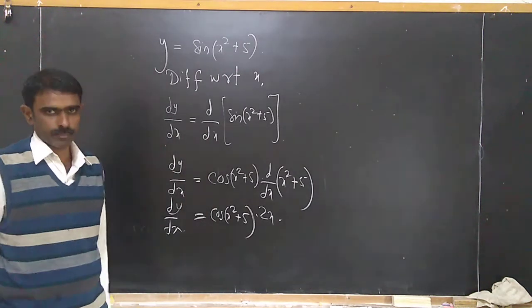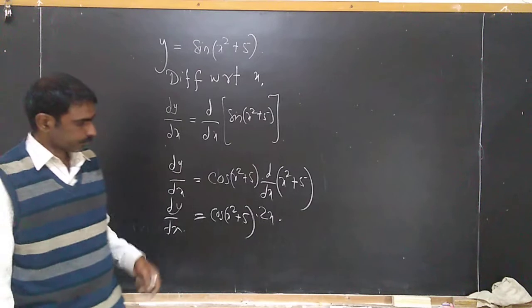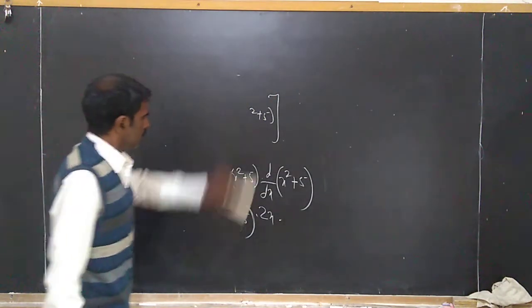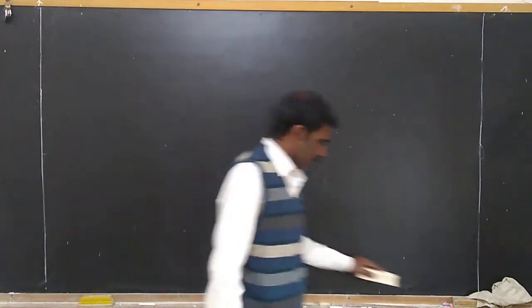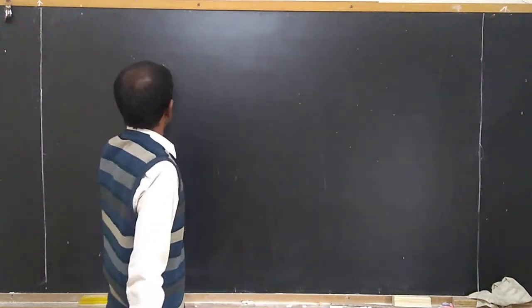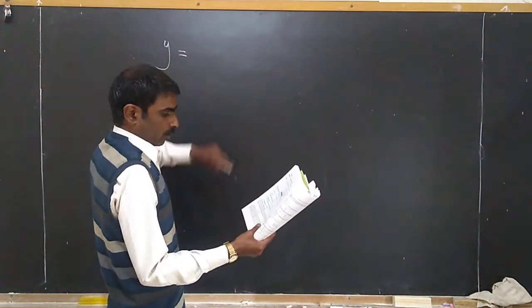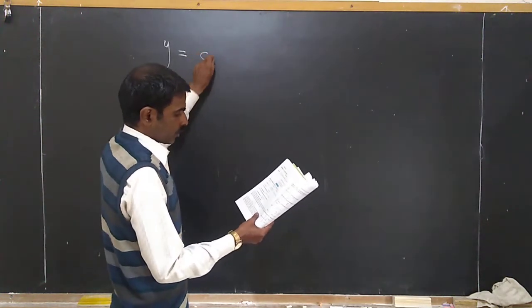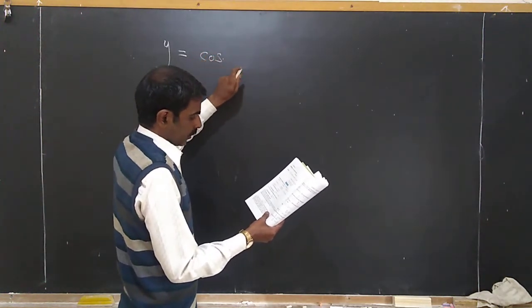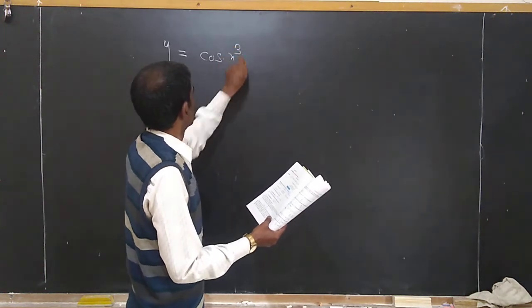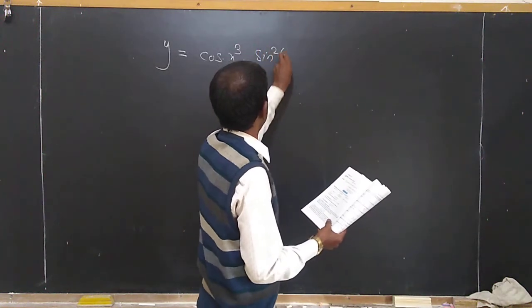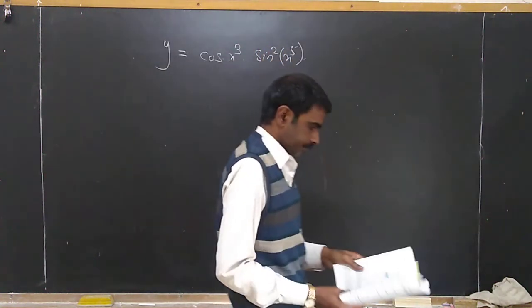This is one of the examples. Right? So, the next example you will be seeing is y is equal to cos of x cube into sine square of x raised to 5.